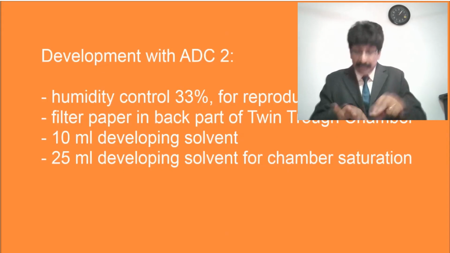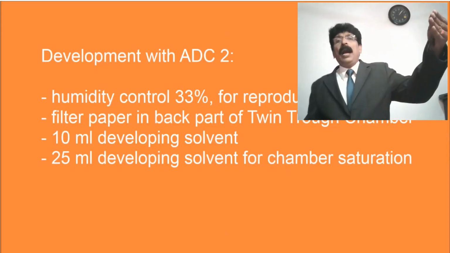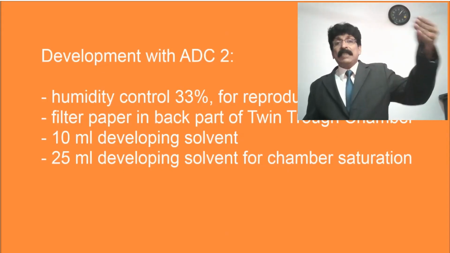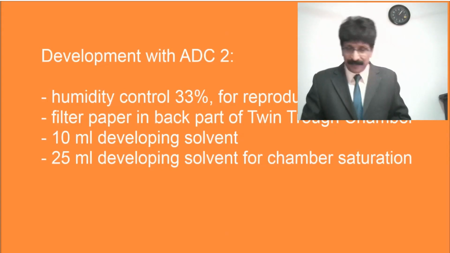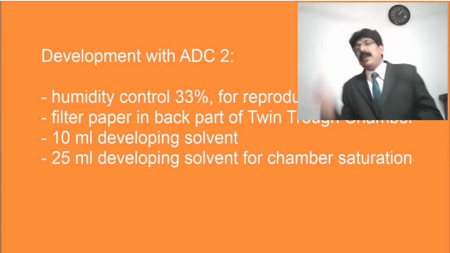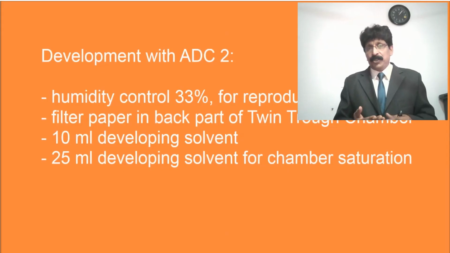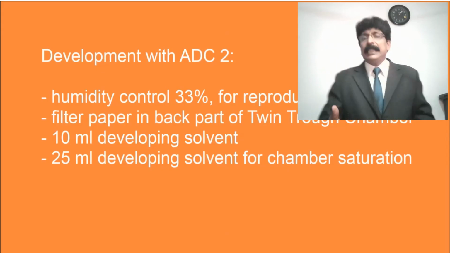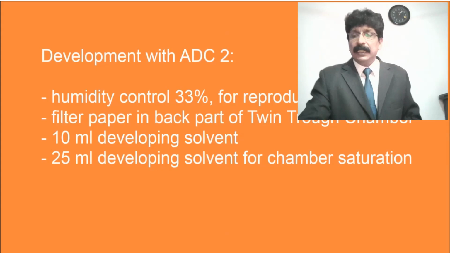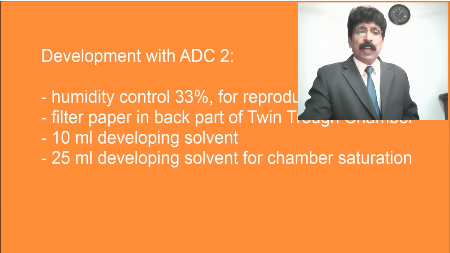So you are using 10 ml for developing, but 25 ml you are using for saturation, because in the twin trough, one trough will have the solvent system used for saturation, and the other will be used for the development of our thin layer. So that is why it is HPTLC, high performance thin layer chromatography.